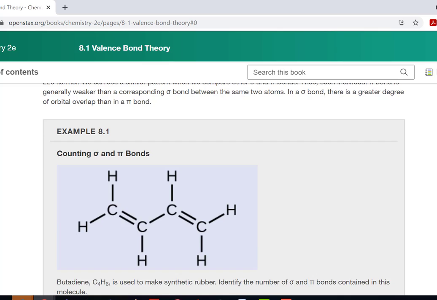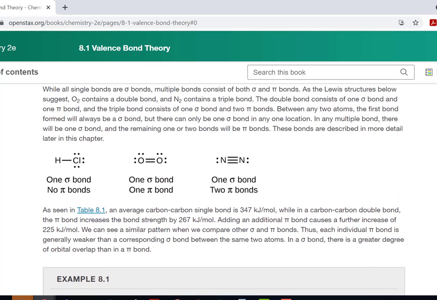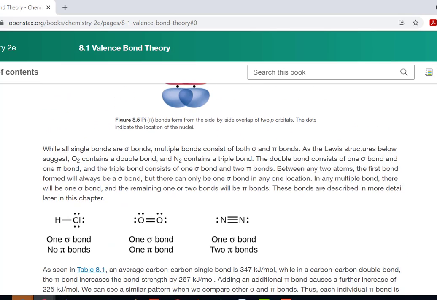So there are some examples here of counting those, so you might want to try that. The ideas in this section will be built upon as we move into section 8.2. So make sure you understand sigma bonds and pi bonds before moving forward.